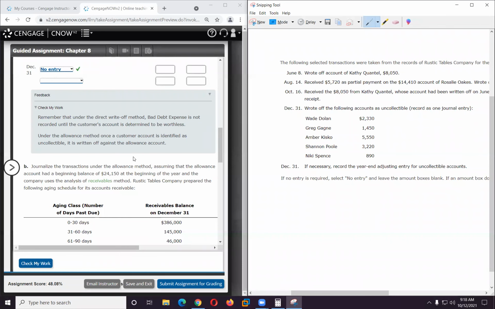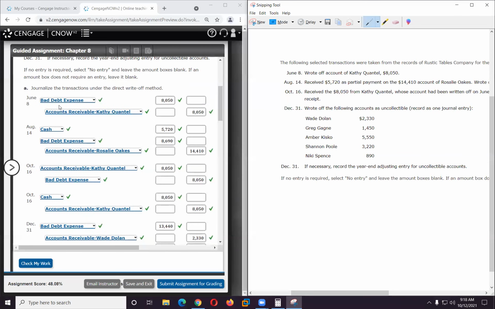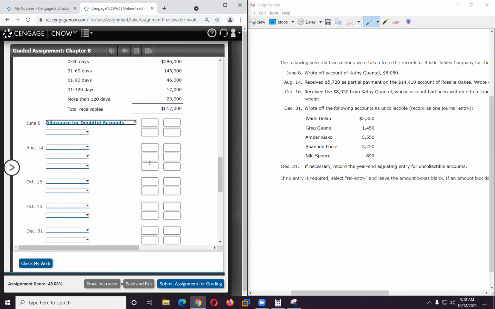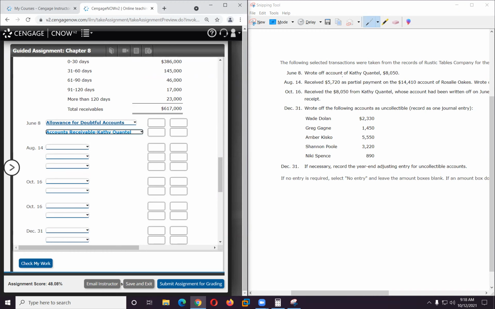These journal entries are going to be eerily similar to the ones we just made, except instead of writing things off to bad debt expense like we did up above, we're now going to write things off to the allowance for doubtful accounts. So when we decide someone can't pay us, we're going to debit the allowance for doubtful accounts, and we're going to credit the accounts receivable account. So this first one is right here. We wrote off the account of Kathy Quantel, $8,050. So the only difference between this and the direct write-off method is we debited the allowance for doubtful accounts instead of debiting bad debt expense, right?